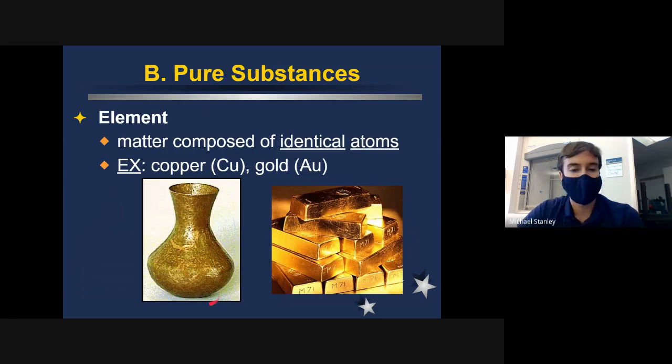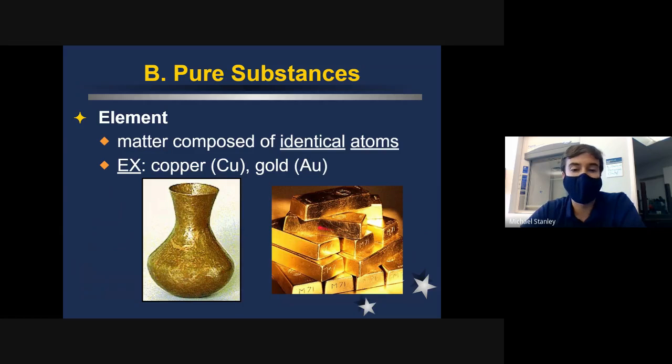So like this vase right here is a copper vase. If you could look down at the tiny microscopic level, every single atom in this vase is copper. There's not any oxygen mixed in or carbon mixed in or iron or silver mixed in. It's all 100% totally pure copper. Cu atoms as far as the eye can see. Only copper atoms in this vase.